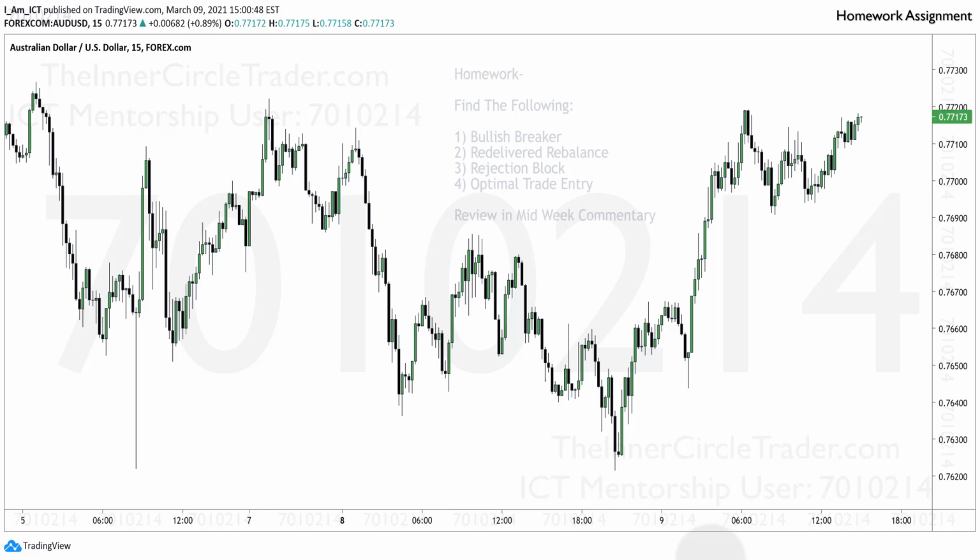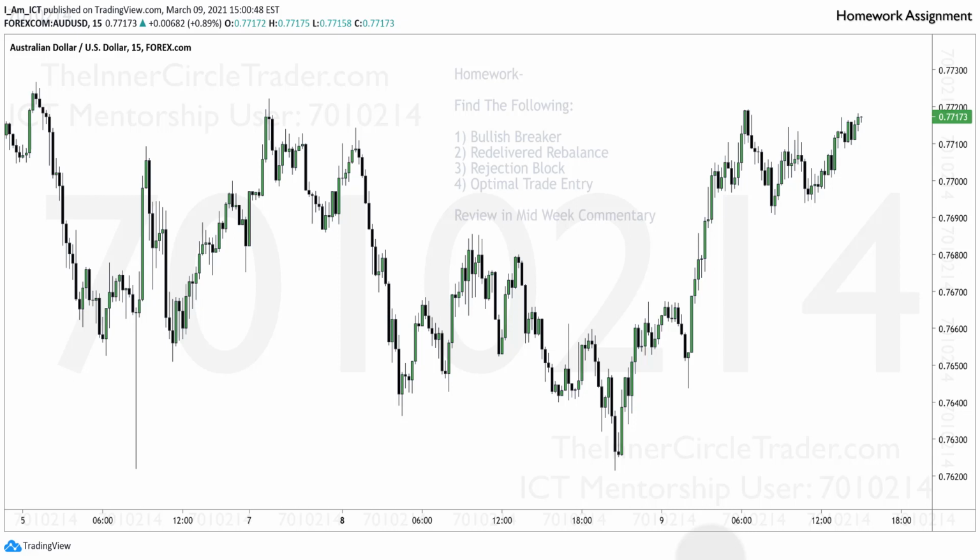All right, here is your assignment for tonight. Your homework is to find the following. In this chart for a 15-minute time frame, Australian dollar versus US dollar, using the forex.com feed on TradingView. Don't use your MT4s, okay? Don't use your live accounts. Use the data on TradingView. Try to set your chart up like this one.